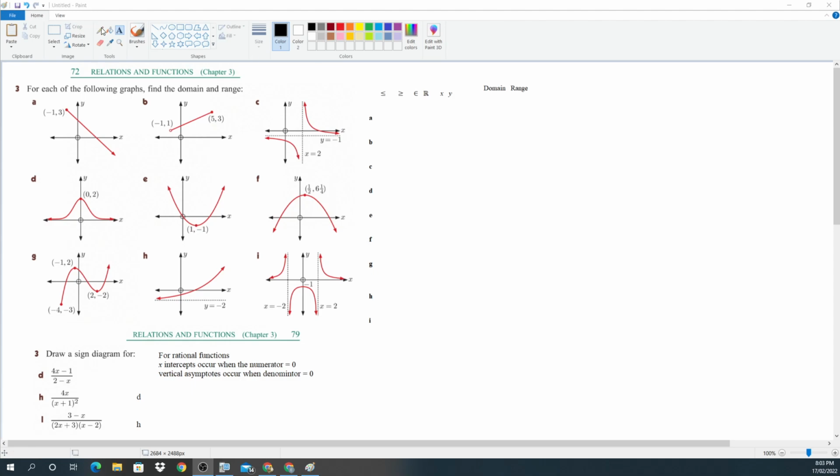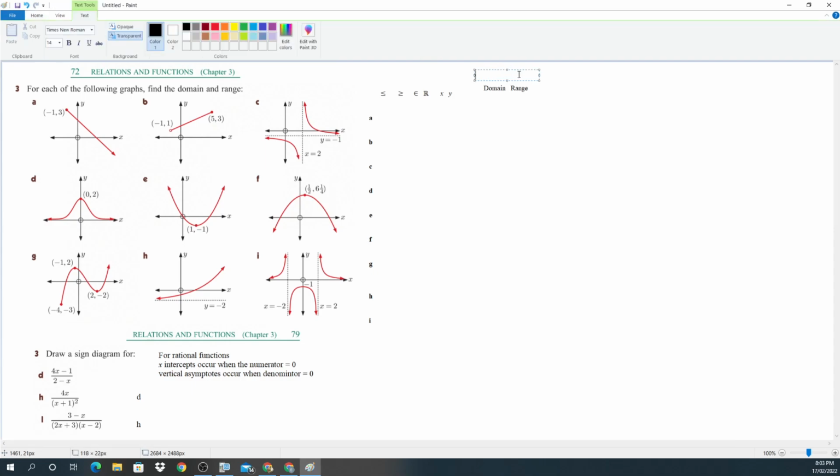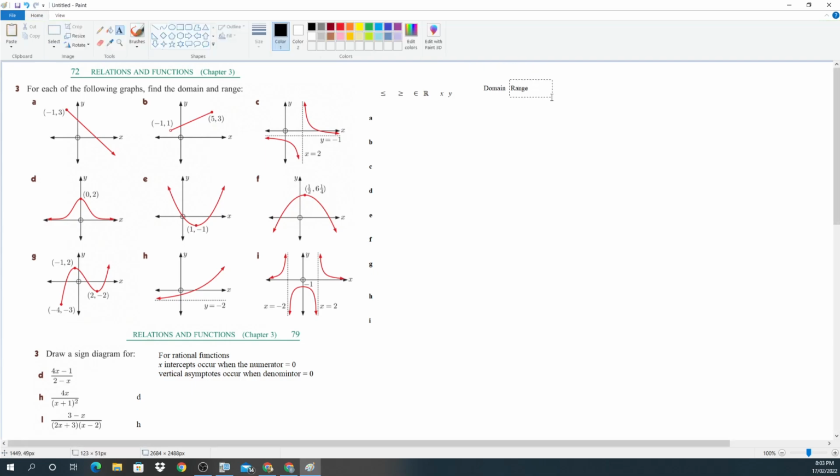All right, so let's go through some of these. Why don't I just copy you out so I've got some space? Domain and range. Select tool, move you over here. All right, that should be enough space. I'm just going to copy you over a few times. We'll just do domain and range, fill you up.